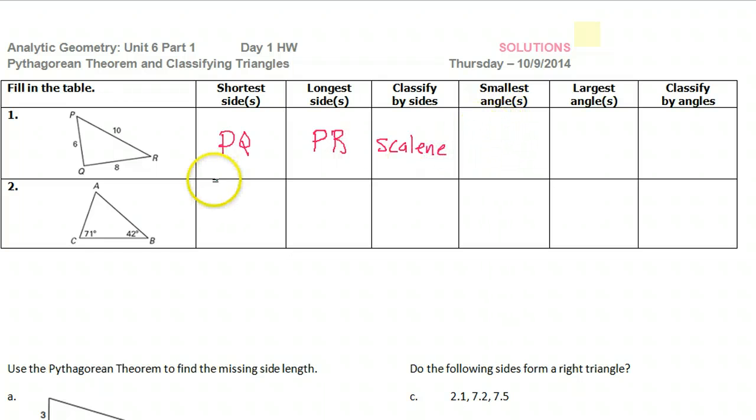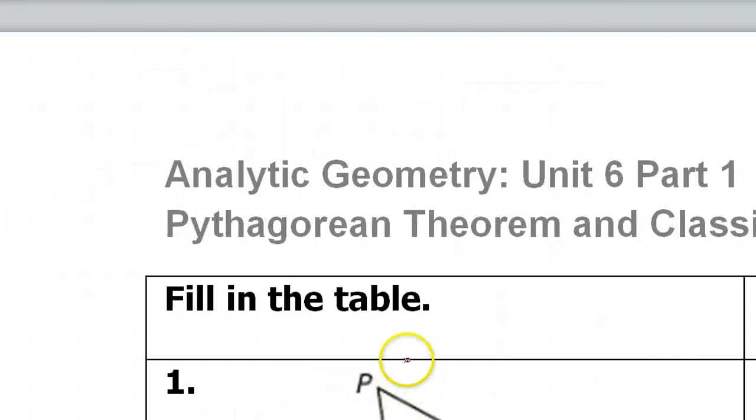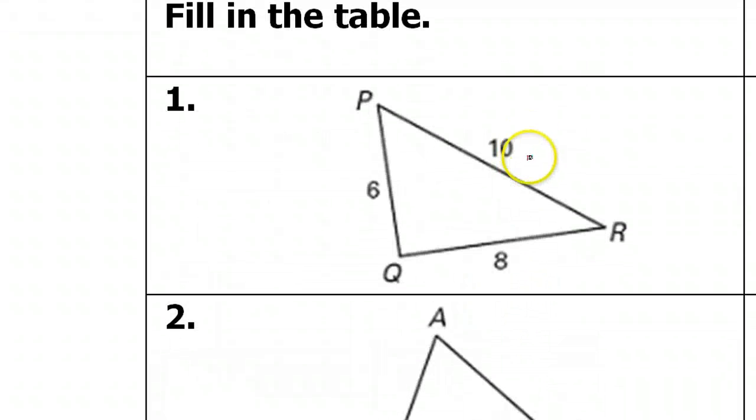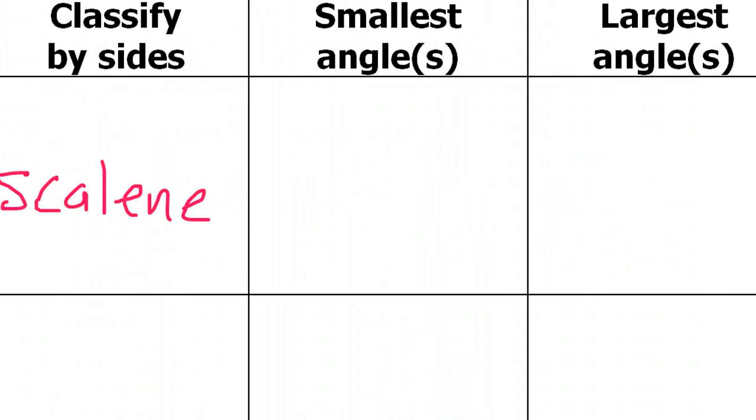Okay, now here's something new. Let me just zoom in for a second here. The smallest angle will be across from the smallest side. Since this is the smallest side, this is going to be the smallest angle. So when they ask for the smallest angle, I'm going to say angle R.